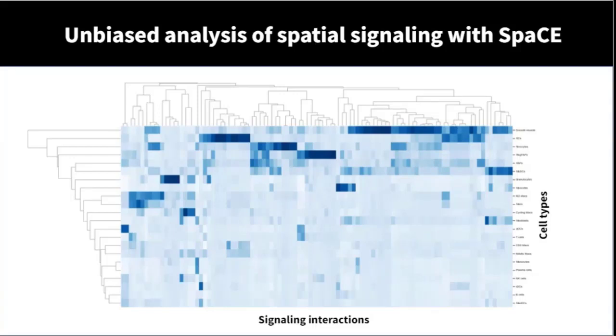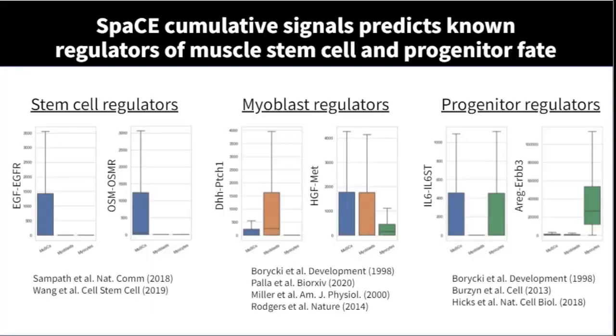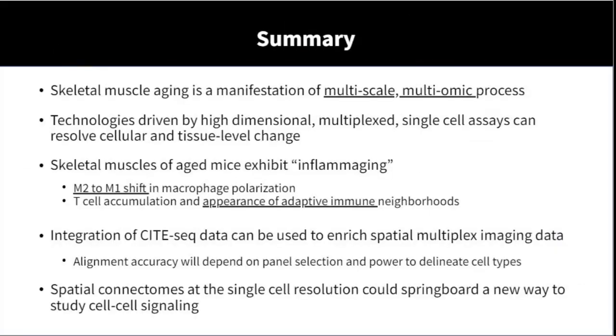And then also, you can see that using this method, we can identify stem cell regulators, myogenic stem cell regulators that have been previously identified in literature, such as EGF and OSM signaling in muscle stem cells. We can see sonic hedgehog and HGF signaling that affect also myoblasts, and then IL-6 and amphiregulin as regulators of differentiation. And of course, this is still an ongoing iterative optimization of this SPACE pipeline.